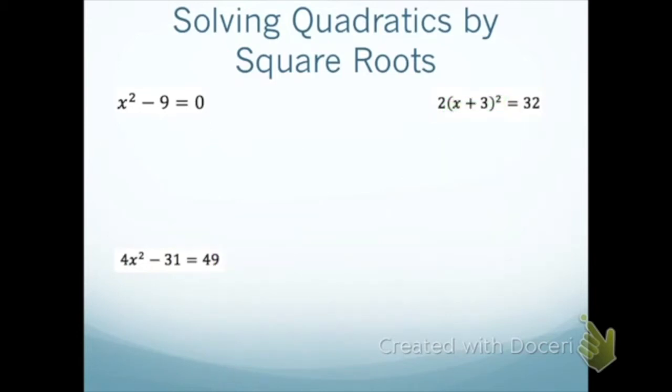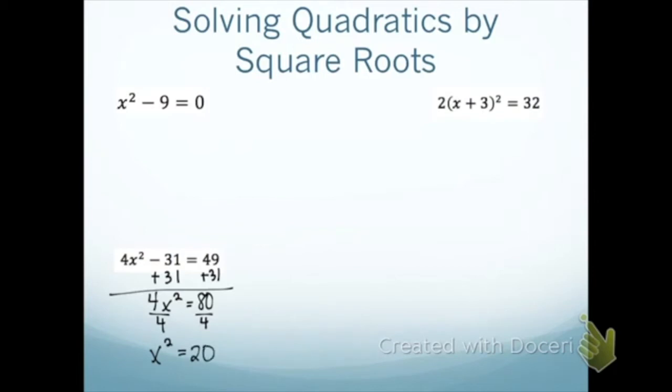Okay, and on our last problem, we're looking to get x squared alone. So the first thing I'm going to do is move away whatever is added or subtracted on. So I'm going to start with this 31. I'm going to add it over. So we get 4x squared equals 80. Then I'm going to divide away the 4. I'm going to get x squared equals 20.